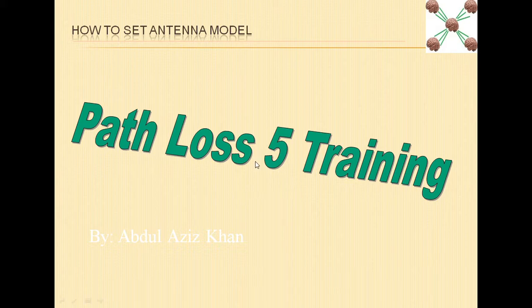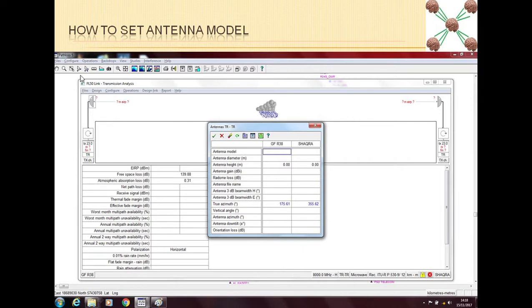In this video, we will learn how to set antenna model. So if you are in the PathLoss 5 transmission and license window, and now you want to plan your link, if you click on this antenna icon, then this small window will open for you.